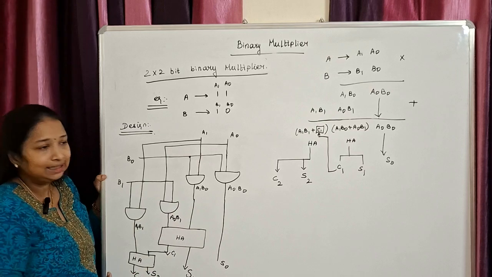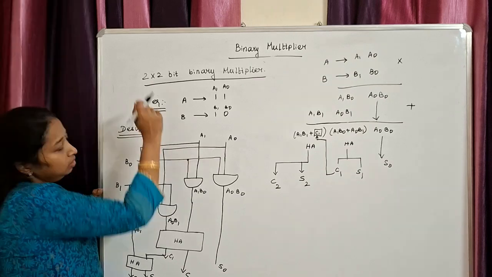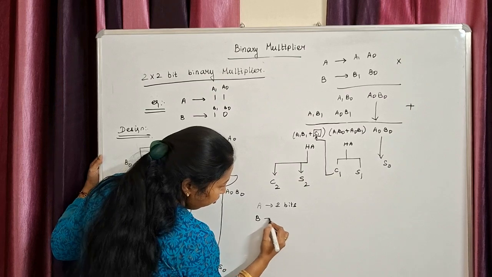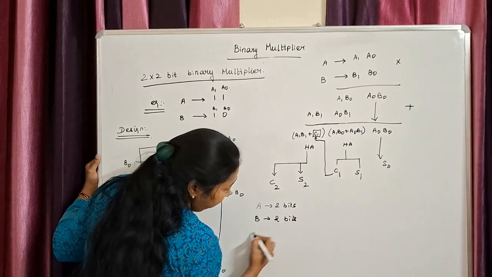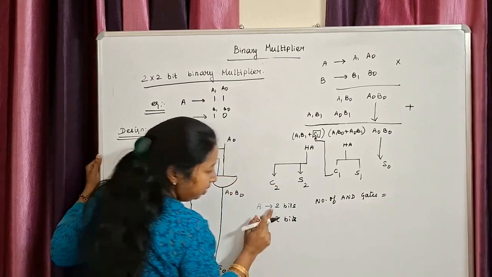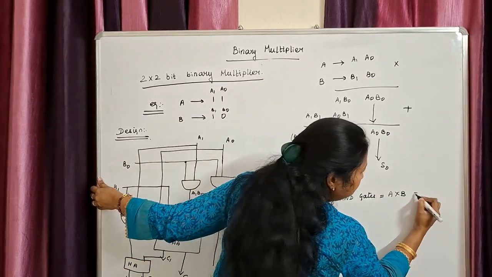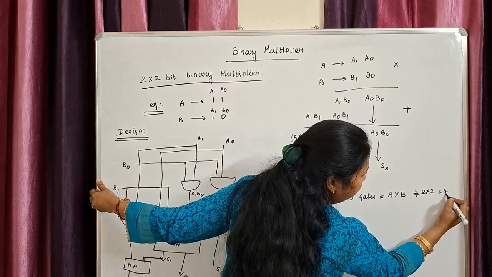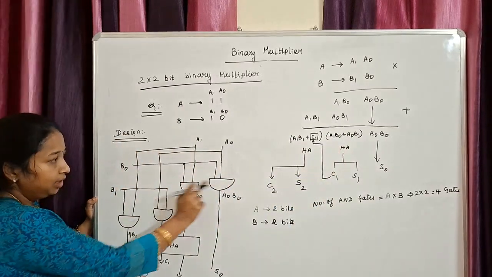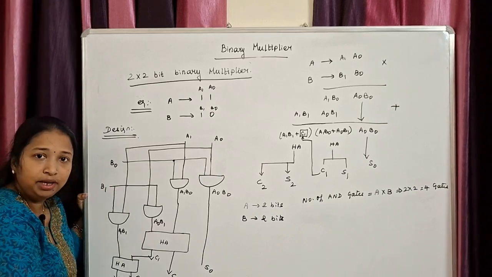Now, let's take this example itself. How do you decide how many gates you want? That is based on your input. A has 2 bits, B has 2 bits. So the number of AND gates required is based on A into B, that is 2 by 2, which is equal to 4. So 4 AND gates will be required. Is it clear?